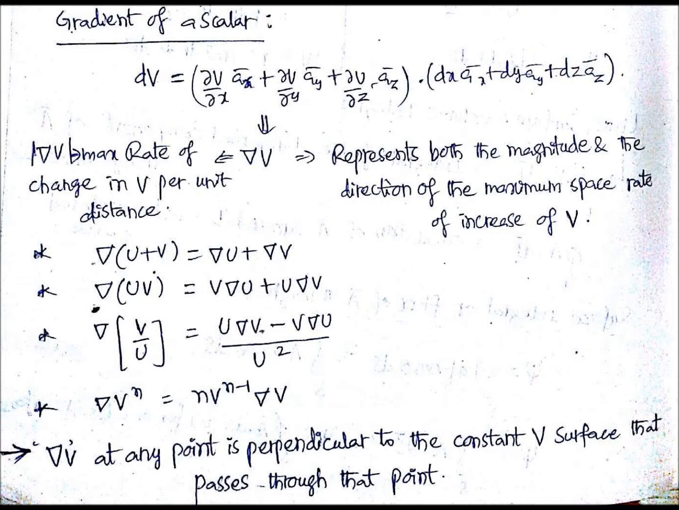And the del v, that is the gradient of a scalar at any point, is perpendicular to the constant v surface that passes through that particular point. Means at any point it will be perpendicular to the constant surface, which is nothing but that v which is passing through that particular point. Okay, that's it.